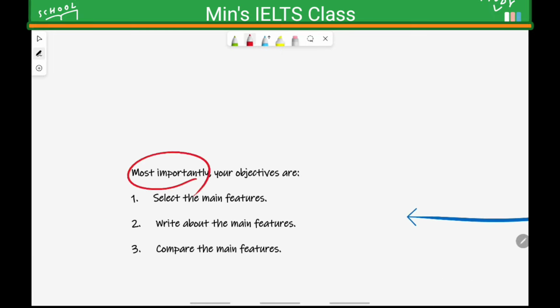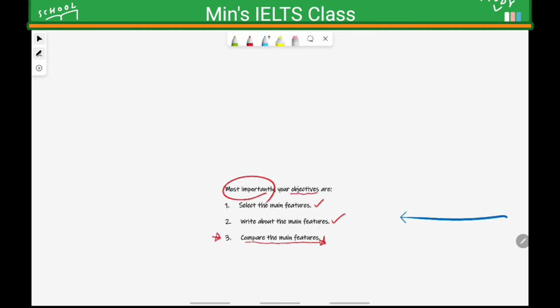And most importantly, your objectives are: 1. Select the main features. 2. Write about the main features. And lastly, compare the main features. All right.